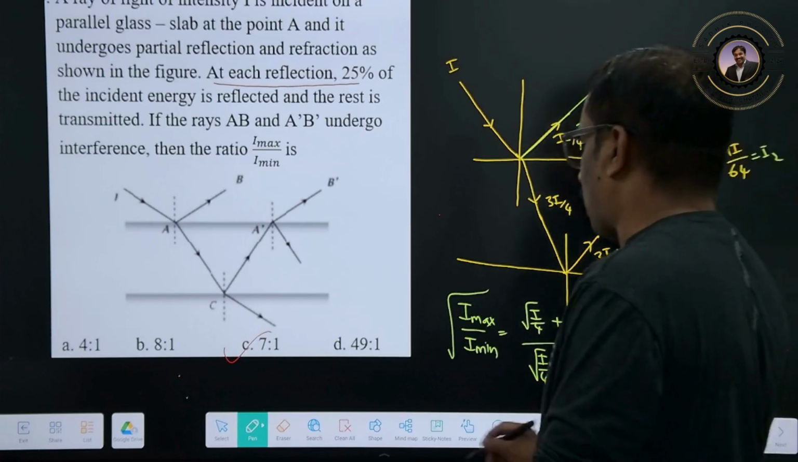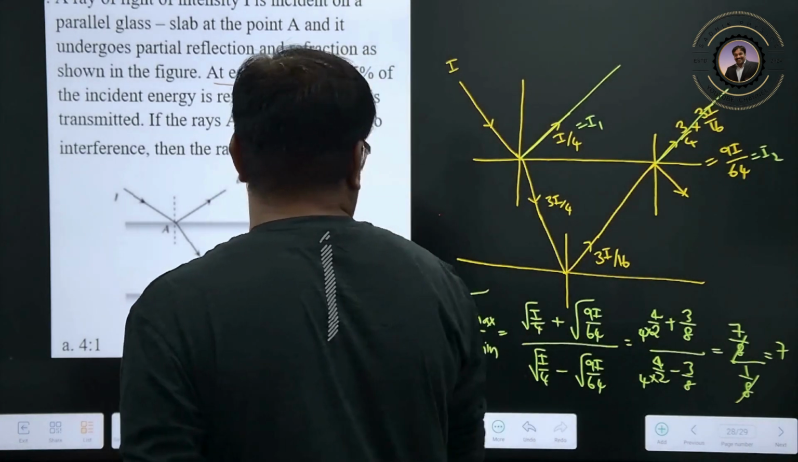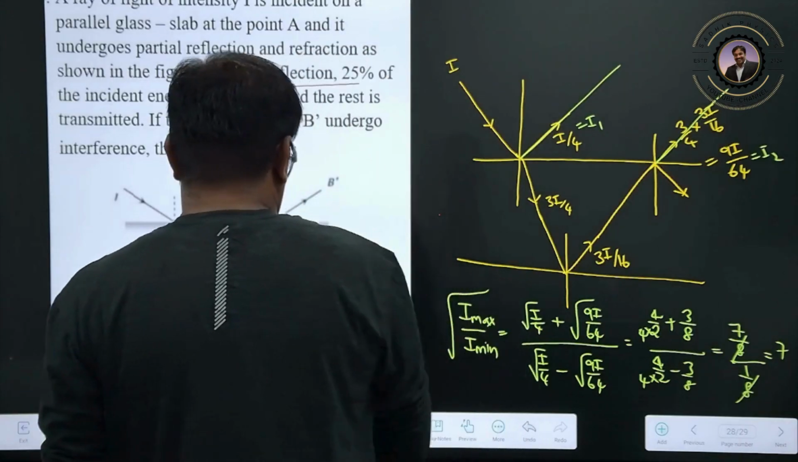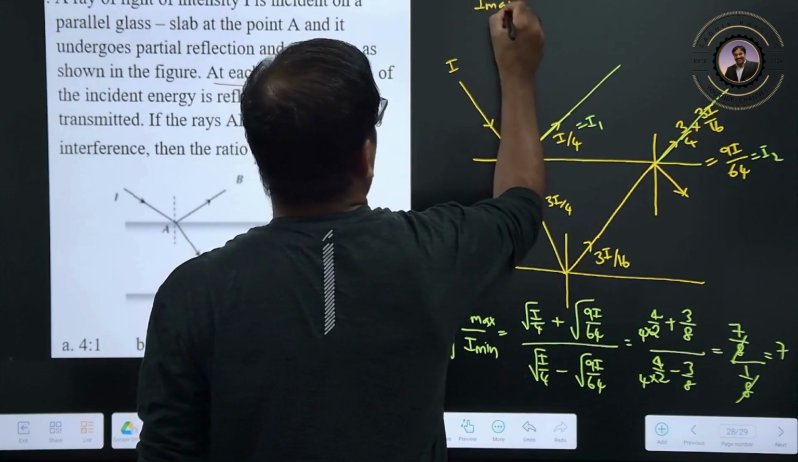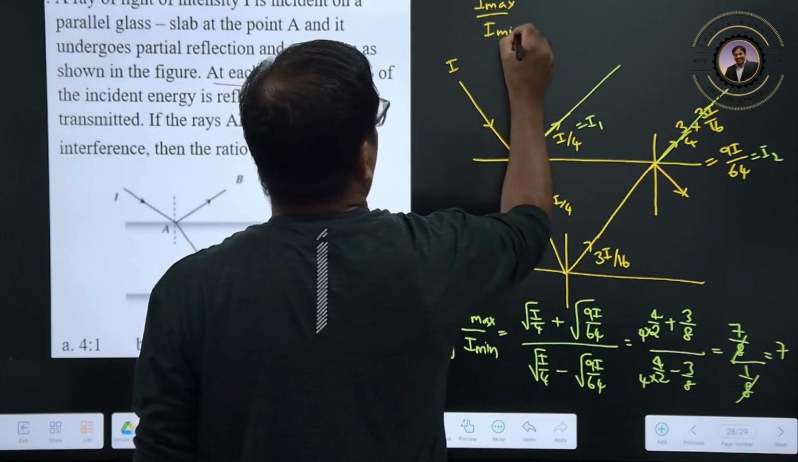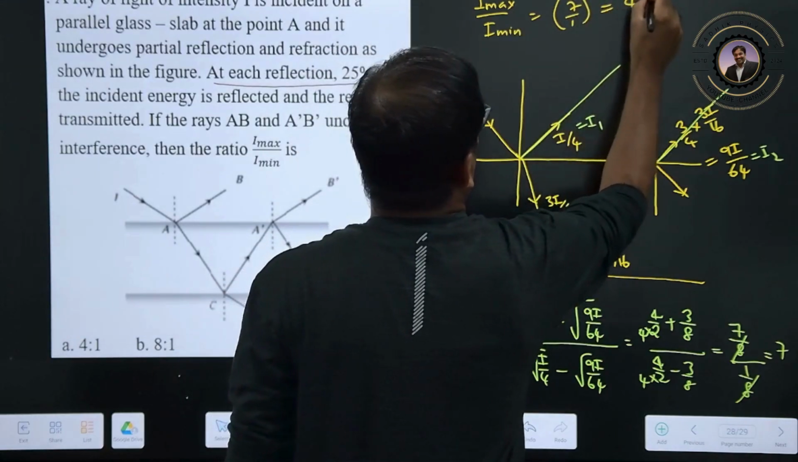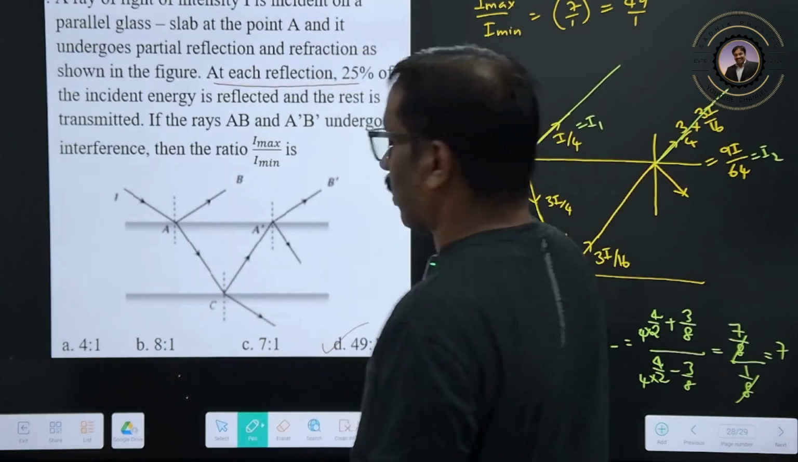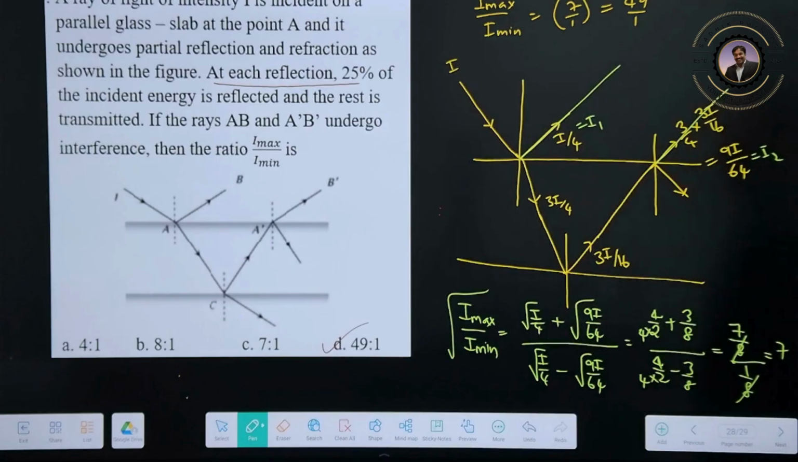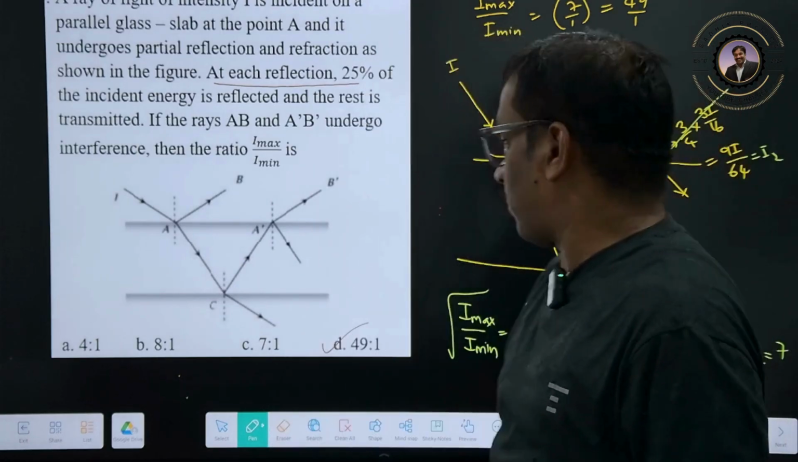Okay, not 7:1. Why? Because here it is root I max by root I minimum. So therefore, I max by I minimum can be written as the square of 7 by 1, which is 49 by 1. So 49 by 1 will be the correct answer. Clear?